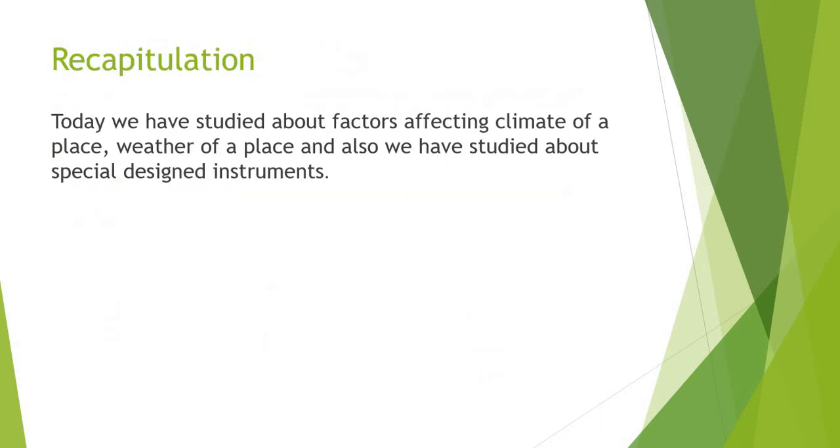Today we have studied factors affecting the climate of a place, in which we saw how the distance from the equator, height above sea level, and distance from the sea and mountains affect the climate of a place. We also studied the factors affecting the weather of a place, which are temperature and humidity. And lastly we studied specially designed instruments: the maximum minimum thermometer, hygrometer and rain gauge.